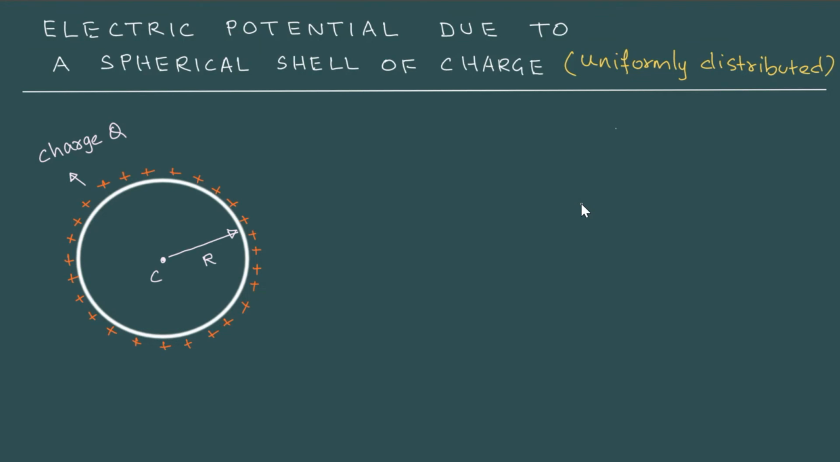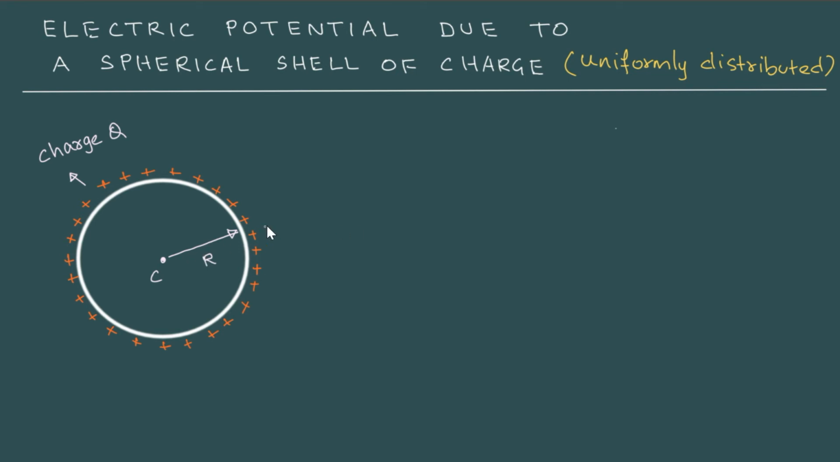Hello. In this lesson, we're going to look at how we can calculate electric potential due to a spherical shell of charge. The charge is uniformly distributed. So we are interested in 4 points.